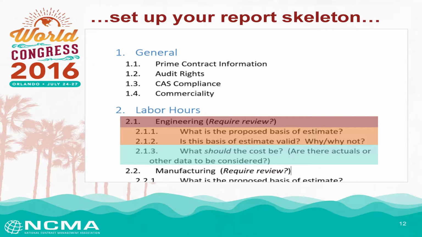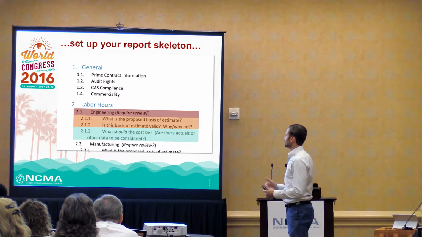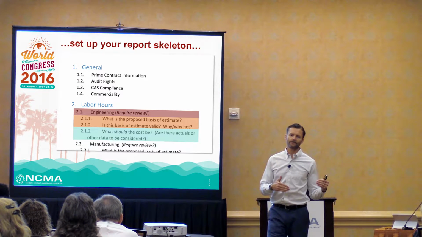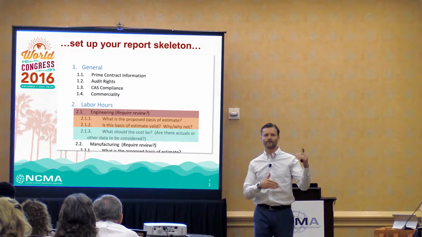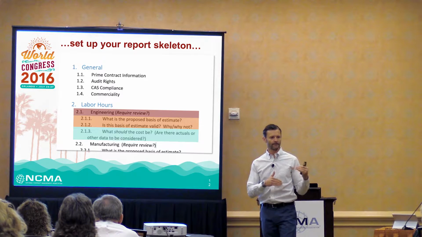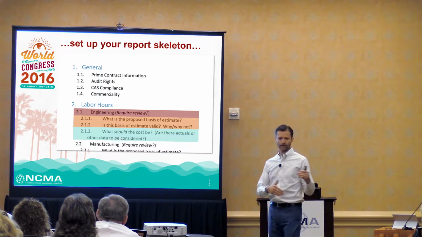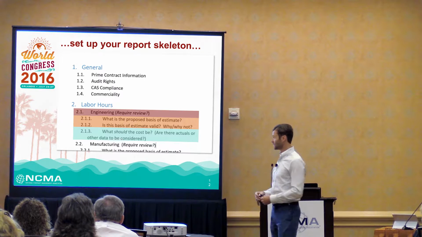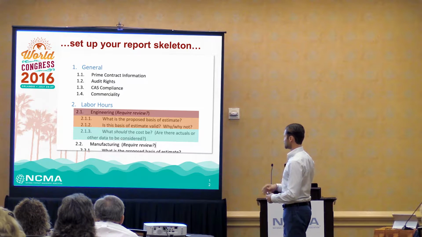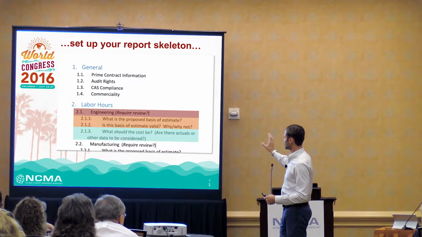All right, so the first thing, like I talked about, set up your report skeleton, right? This is how we do it. This is the template that you can download, and I'll give you the website address at the end of the presentation. But in general, you're going to have sections of your cost analysis report, right? You're going to have a general section that talks about audit rights and your CAS and the background of the procurement and all this stuff. And then you're going to get down into each of the cost elements. Labor hours, right?